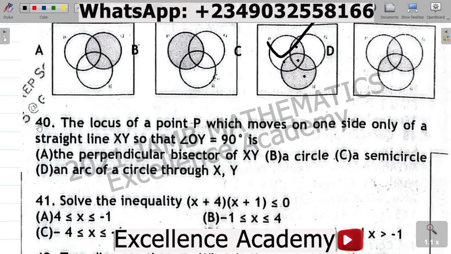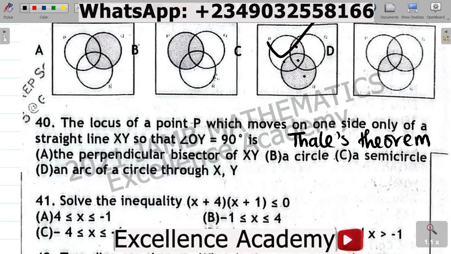All right. Question 40 here says the locus of a point P which moves on one side only of a straight line XY so that angle PXY is equal to 90 degrees is A, the perpendicular bisector of XY, B, a circle, C, a semicircle, D, an arc of a circle through XY. All right, so how do we answer this question here? Now, to answer this question, we use something called Thales theorem.